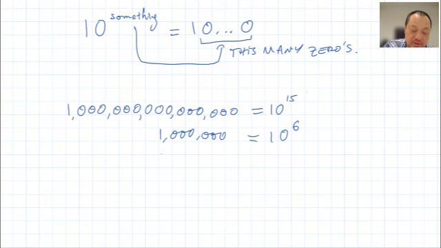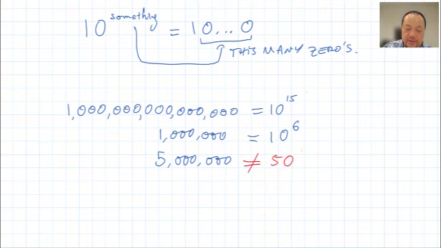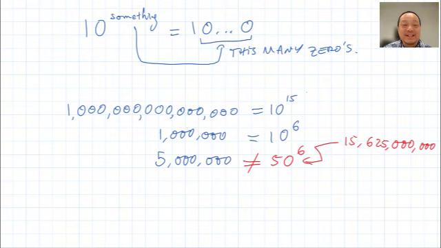But what about this number then? How can I abbreviate this number using this kind of format? So first of all, I don't want you to think that it is 5 to the 6th. 5 million is not 5 to the 6th. If you hit pause and get your calculator and calculate this number, it is 15 billion 625 million. It is not 5 million. Well, then how do we abbreviate this then? Well, the way we abbreviate this is you think of 5 million as 5 times 1 million.